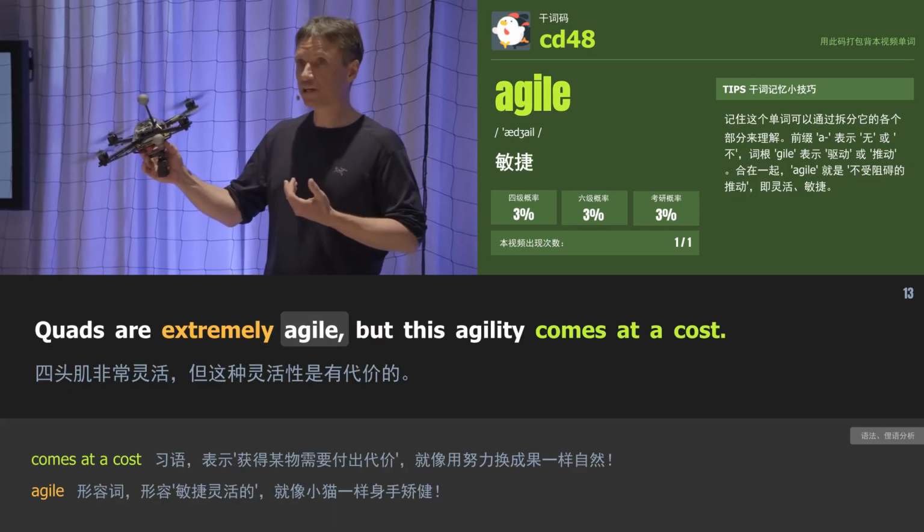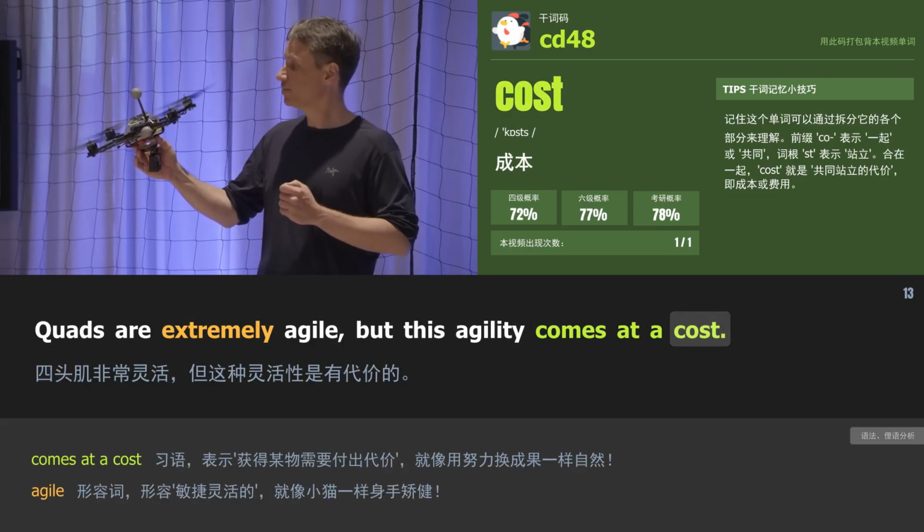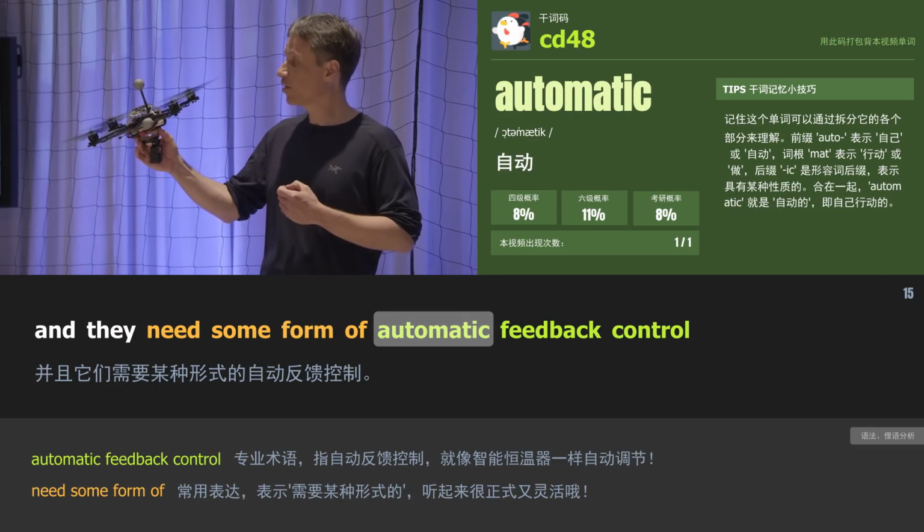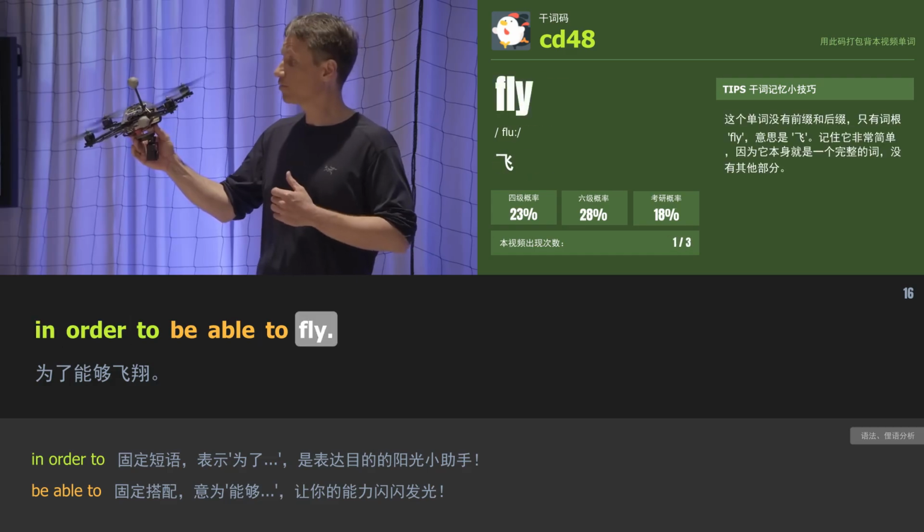Quads are extremely agile, but this agility comes at a cost. They are inherently unstable, and they need some form of automatic feedback control in order to be able to fly.